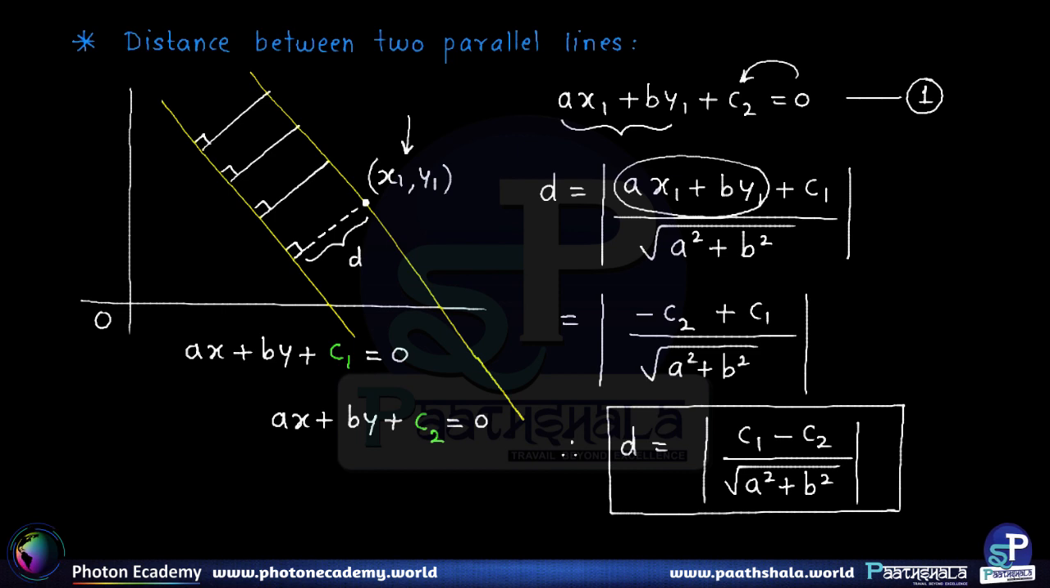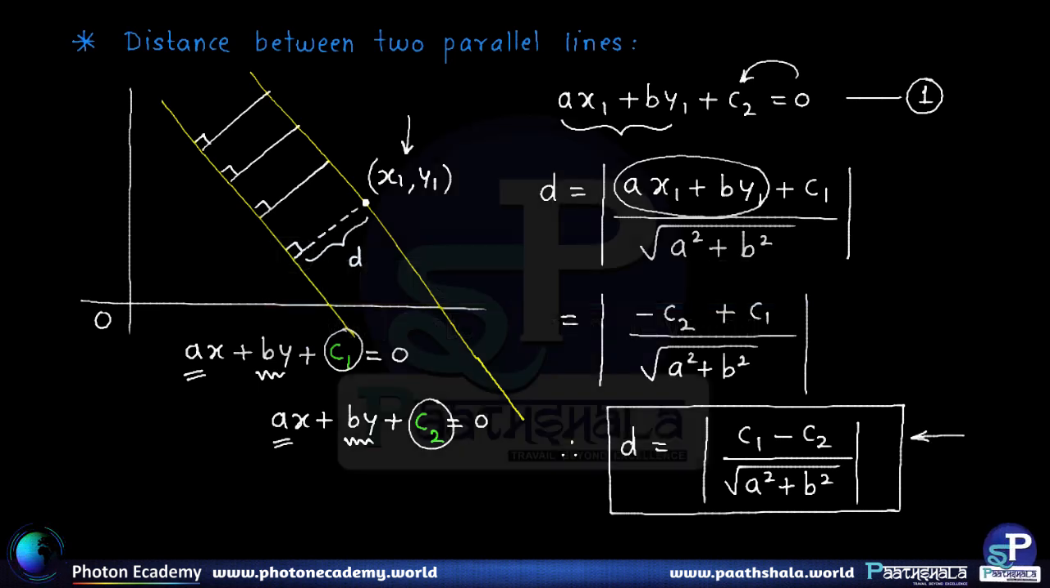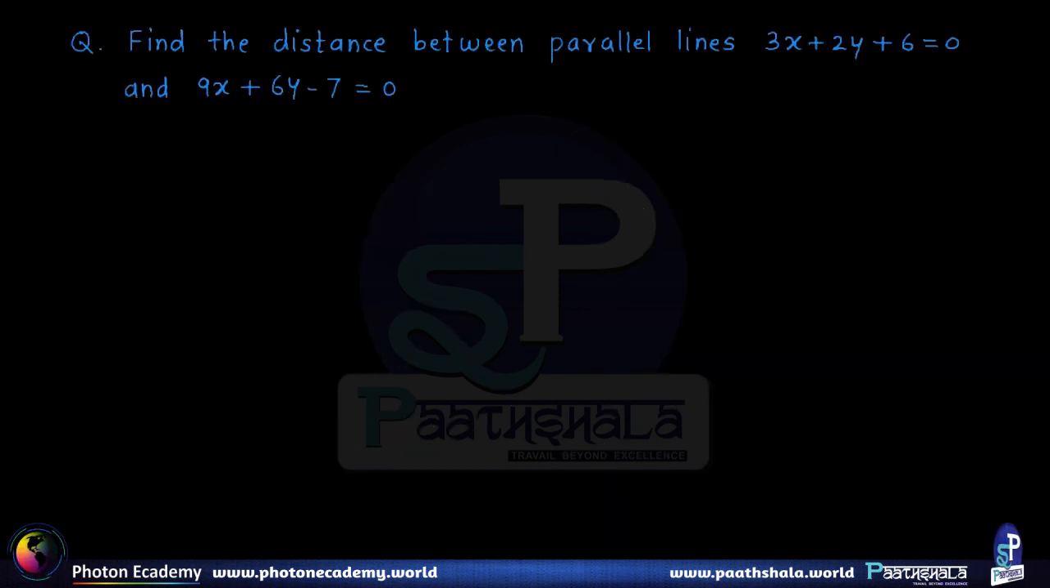Just to highlight one important point: while finding the distance between two parallel lines, the coefficients of x and y must be made exactly the same, right? If they are not, then we have to first make them the same, and only then do we get the correct values of c1 and c2 to be substituted in the formula. So let us see how to use this formula in the sum.